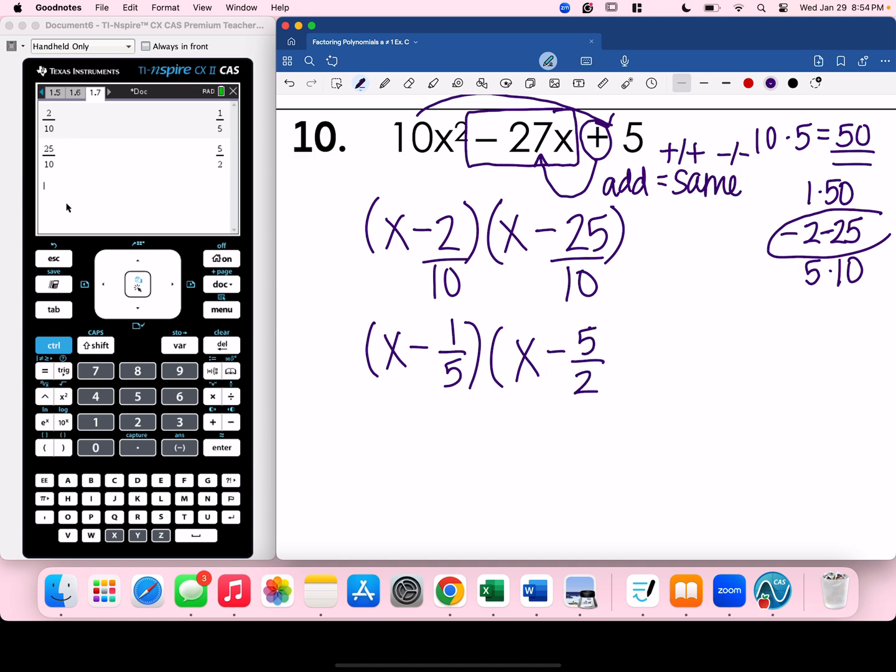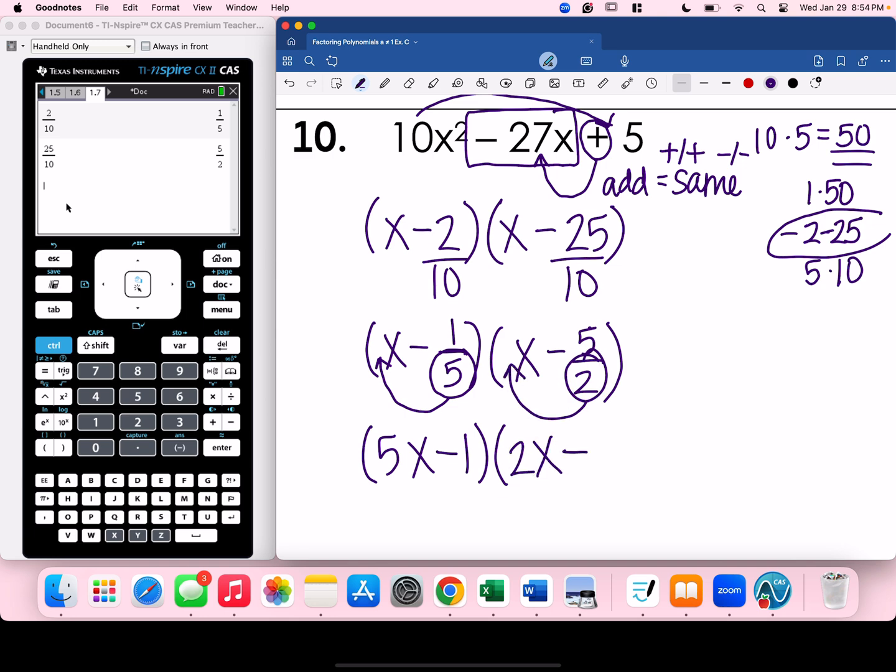So from here, our next step is to go ahead and do bottoms up. So I'm going to take the bottom of my fraction, bring it up to the front of my binomial, and I end up with 5x minus 1 times, again, doing bottoms up, I end up with 2x minus 5.